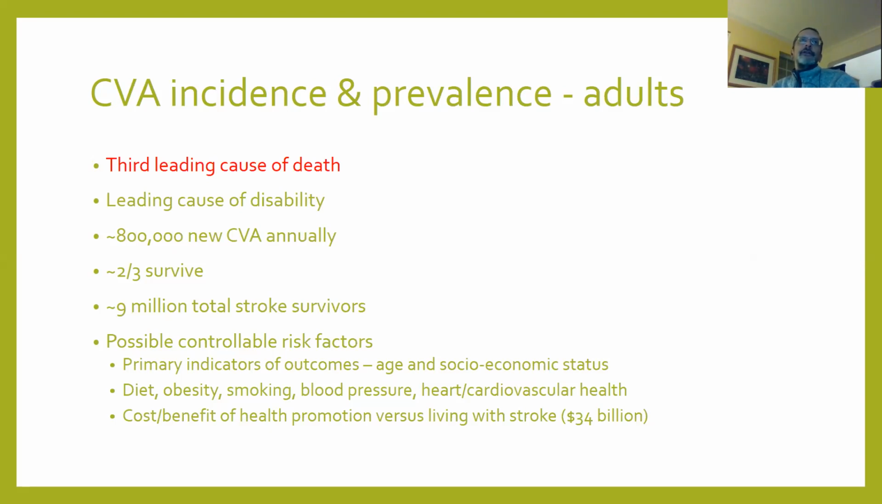Other risk control factors: diet, weight, obesity, smoking, blood pressure, heart health, right? These are all things that you can control and minimize your risk. And another thing to point out here is the cost or benefit of health promotion versus persons living with stroke. Latest numbers, and I'm sure this changes, is about 34 billion from the resources that I've seen. So if you teach somebody to be healthier, and not just individuals, but populations, communities, you're going to save money, right? So it's a big deal, right? But easier said than done, but nonetheless, that remains true.